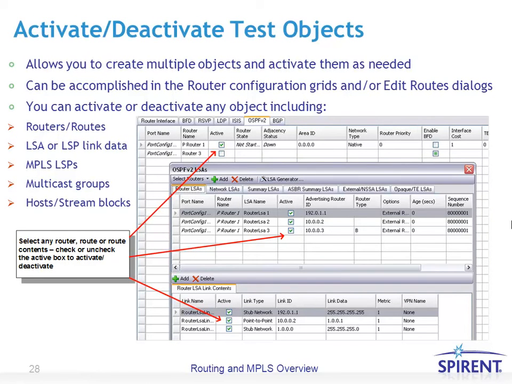As I mentioned earlier, you can also activate and deactivate test objects. So it allows you to create a very large scale test with multiple objects and activate them as needed. This can be accomplished in the router configuration grids and or the edit routes dialogues as is depicted here. So various things that can be activated and deactivated include routers, routes, LSAs, individual LSAs, MPLS LSPs, multicast groups, and even host and stream blocks. Stream blocks being your traffic, of course.